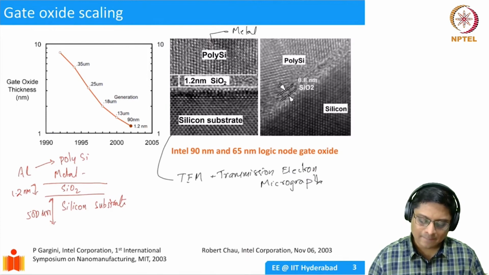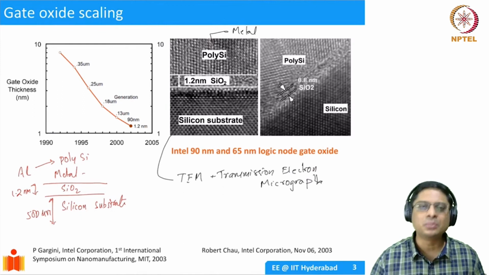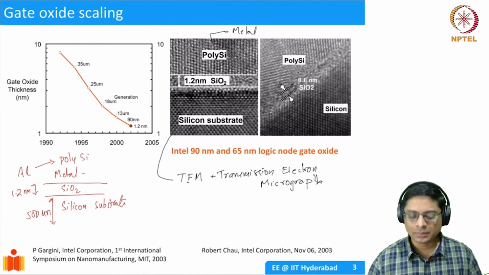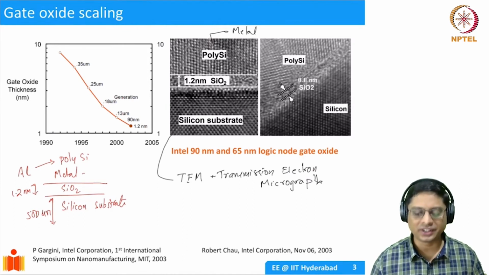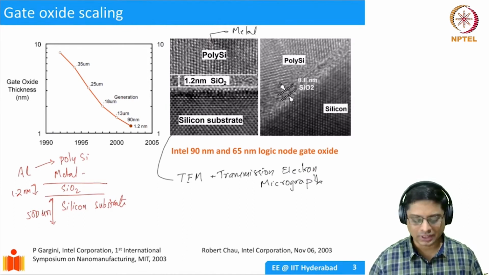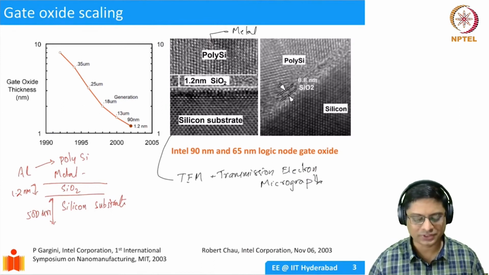And if you dope it highly, it behaves like a metal. It's not a true metal, it's a quasi-metal, I would say. But it can work like a metal, and there was a reason why the semiconductor industry chose polysilicon. So physically, the MOS capacitor consists of this sort of a structure.